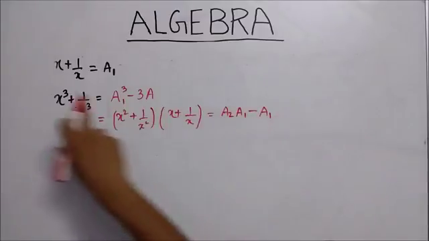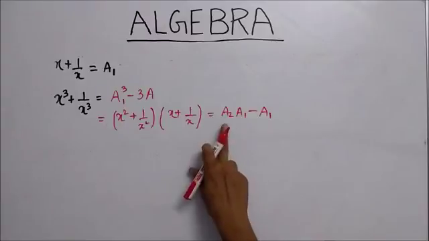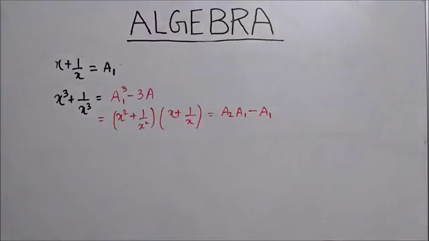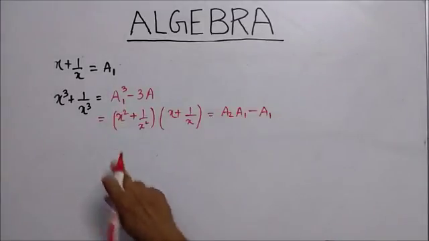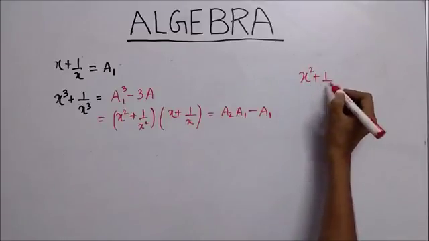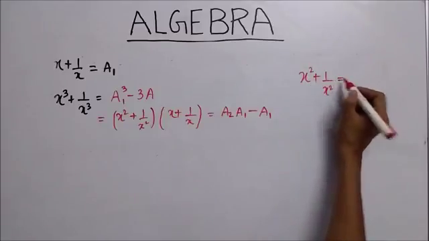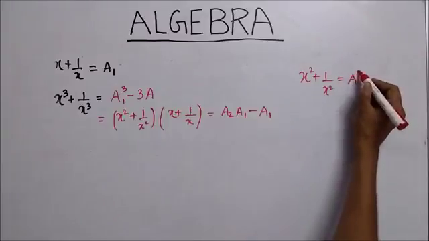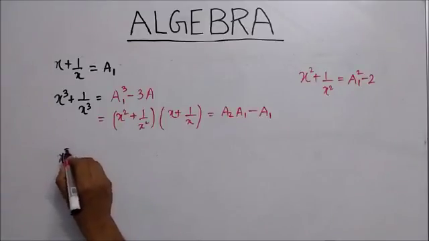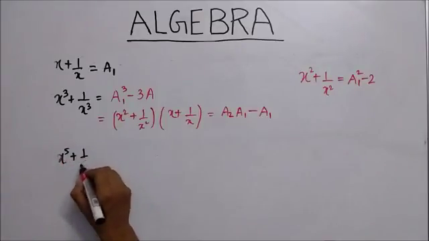Here a1 is the value of x plus 1 upon x. Here a2 is the value of x square plus 1 upon x square, and you already know the value of x square plus 1 upon x square. I am writing here that x square plus 1 upon x square is equal to a square minus 2.